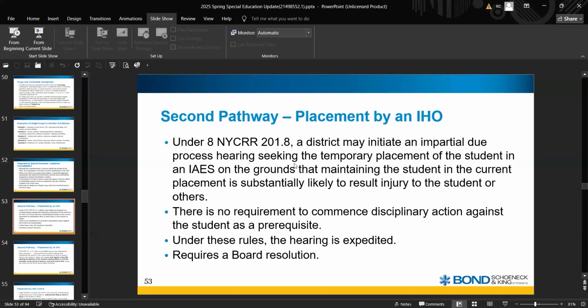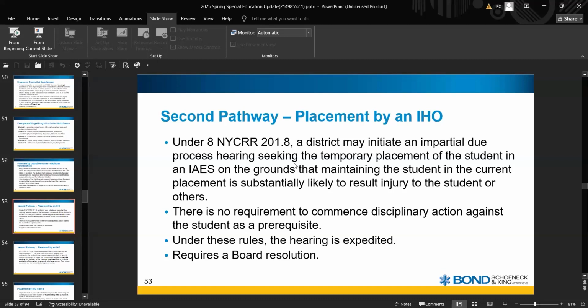All right. So this is a regulation. The district may initiate an impartial hearing for the temporary placement of the student in an IES on the ground that maintaining the student in their current placement is substantially likely to result in injury to the student or others. It may not have yet, okay? But we're worried and concerned. We're seeing escalating behavior, and we maybe need to get this student removed.